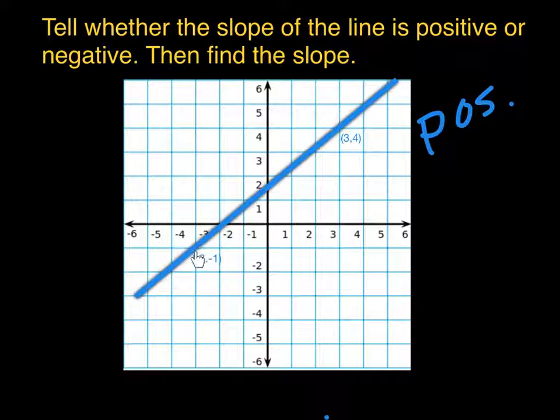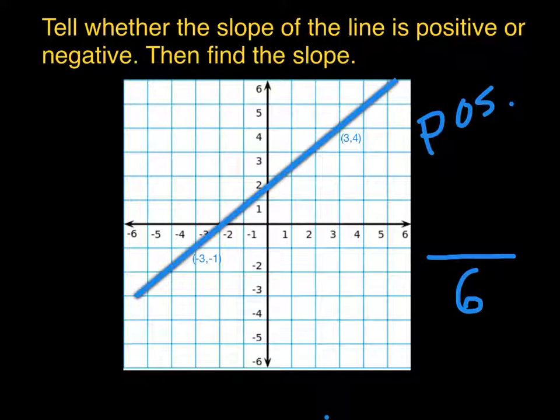So let's count. Starting here, I go 1, 2, 3, 4, 5, 6. So I'm moving 6 spots to the right. So my 6 is going to be positive. And keeping it rise over run, we need to put the run underneath on the bottom.